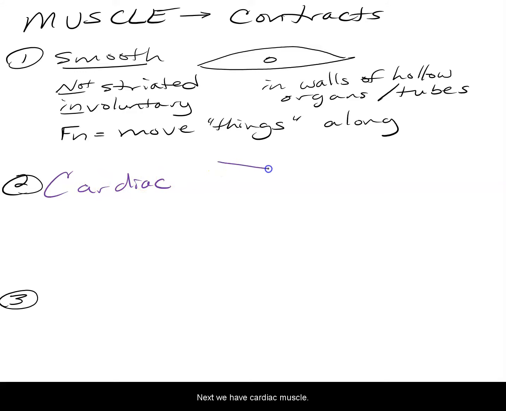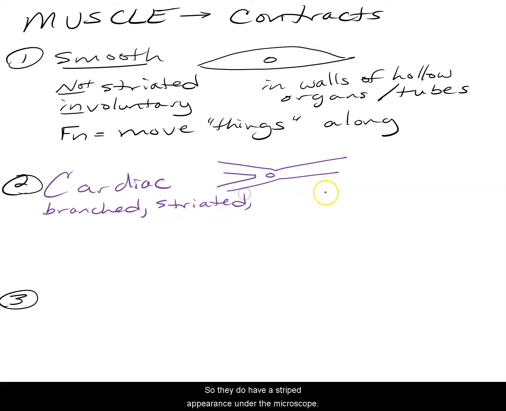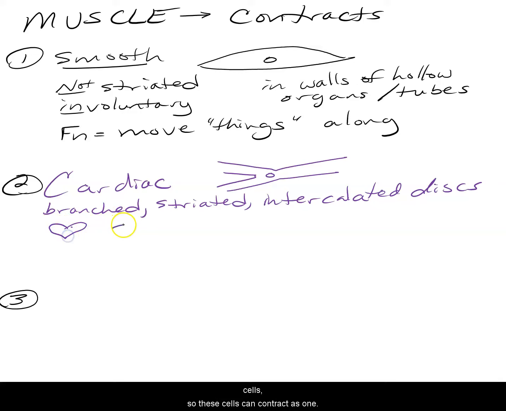Next, we have cardiac muscle. Cardiac muscle cells are branched and have a single nucleus. These are striated cells, so they do have a striped appearance under the microscope. They also have special structures between the cells called intercalated discs. These allow for rapid communication between the cells, so these cells can contract as one.